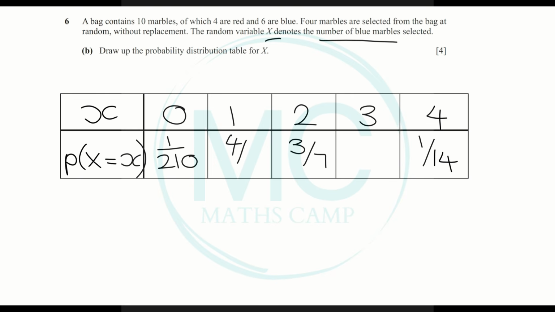4 over 35. Now you can do the same thing for 3 blue marbles, but please remember that when working with a distribution table, if we add all of these values together, we get an answer of 1. So to find the probability that x is 3, we can subtract our known probabilities from 1. So let's do this now.